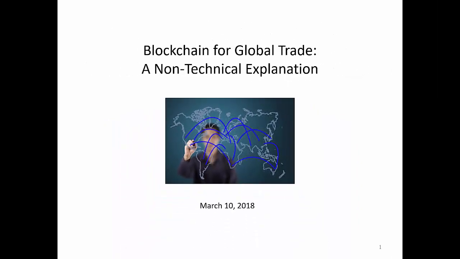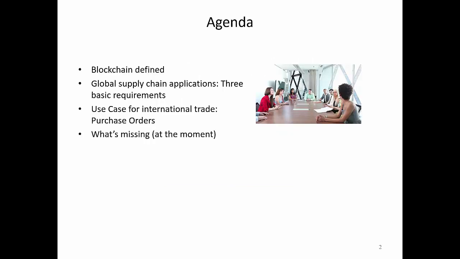We're going to try and keep this discussion as brief as possible, so we will forego the long-winded introductions and get right down to work. To quickly run through our agenda, we will first define blockchain, then we'll move right into the application of blockchain to international trade in a section called Global Supply Chain Applications, 3 basic requirements. We will then present a use case for international trade. There are many, but we're going to present purchase orders as our use case. And then we'll talk about what's missing, what's needed at the moment to complete the blockchain ecosystem and make it real for international trade.